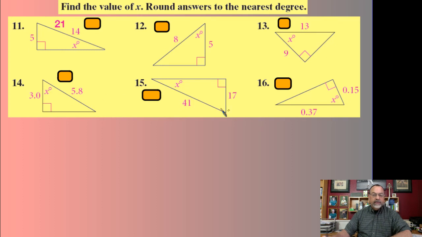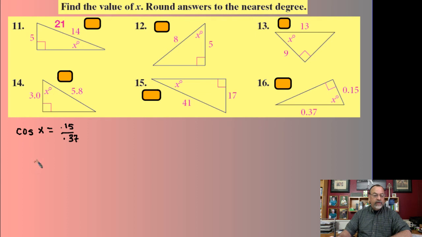We'll go ahead and look at number 16 here. Again, I have the angle. This side is the adjacent side, and then this side is my hypotenuse. So adjacent and hypotenuse involves cosine. So I'm going to use the cosine ratio. The cosine of the angle, which is unknown, is equal to the adjacent side, which in this case is 0.15, over my hypotenuse, which is 0.37.